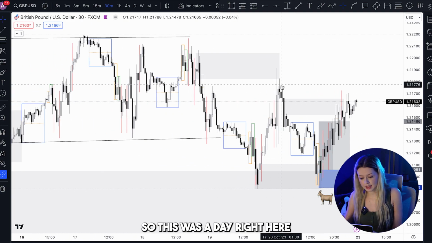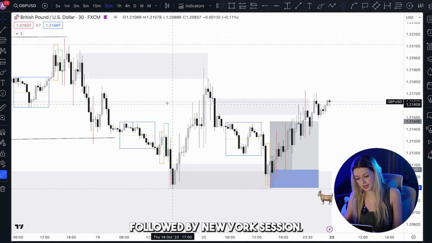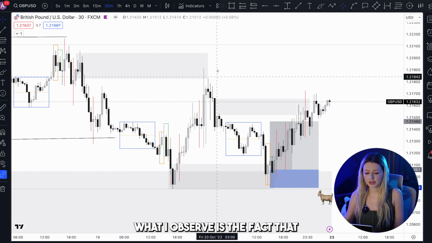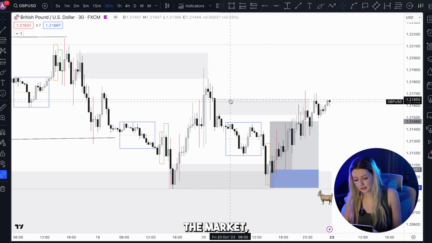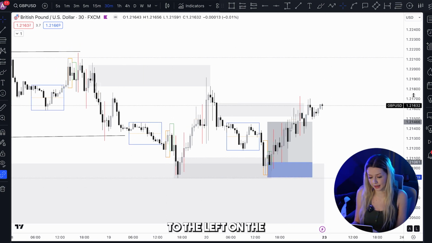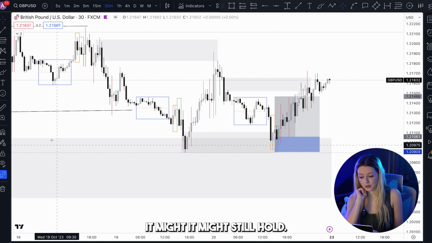So this was a day right here with Asian session, London session, followed by New York session. And this was Friday, the day where I took a trade. What I observed is the fact that the price mitigated this area over here, the area that I showed you to the left on daily. And I believe that it might still hold.